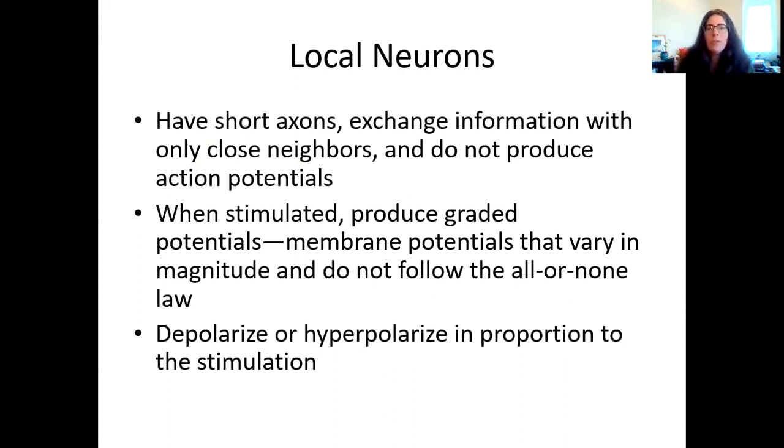So local neurons depolarize or hyperpolarize in proportion to the stimulation, right? Depolarize, excitatory, more likely to communicate with other cells. Hyperpolarize, inhibitory, less likely to communicate with other cells.